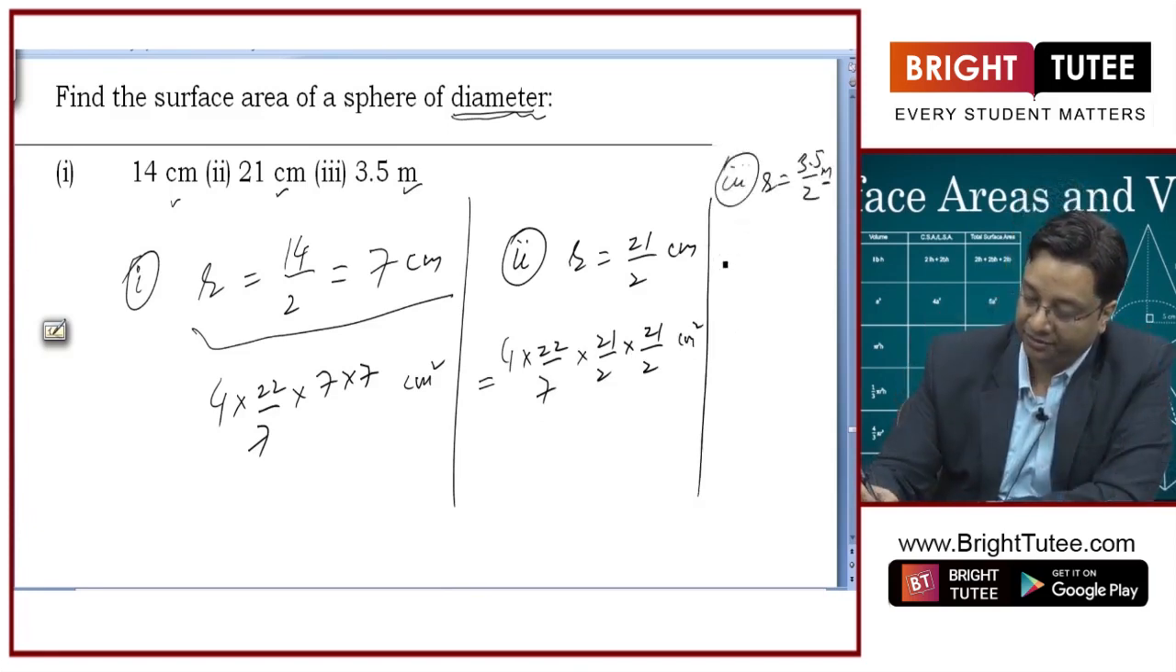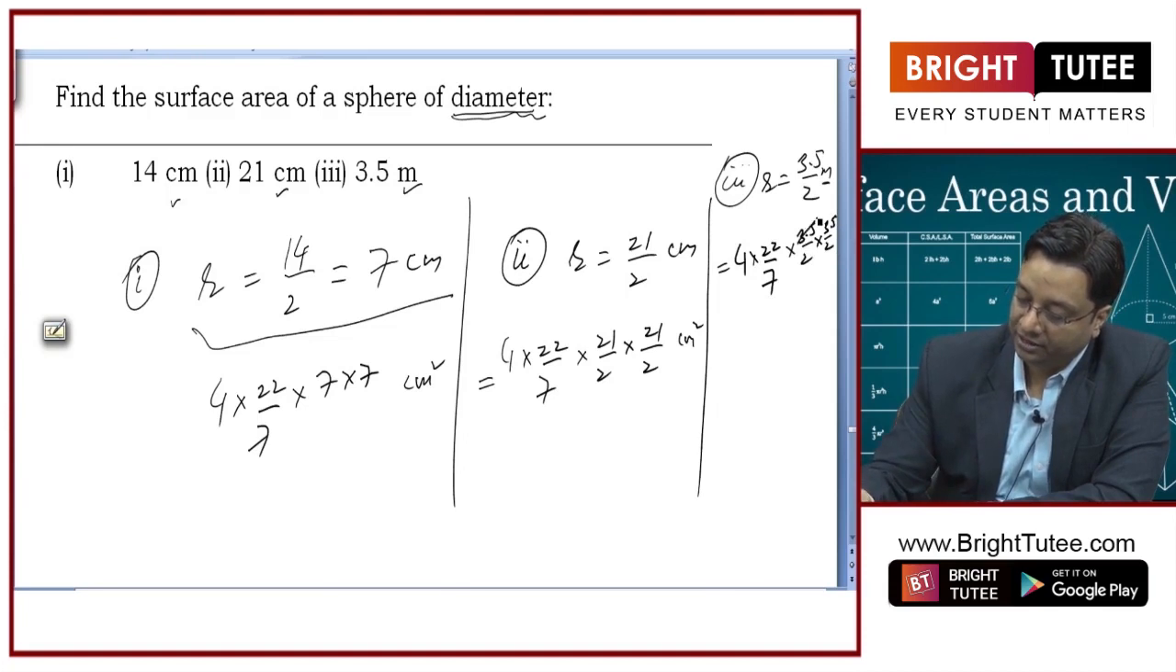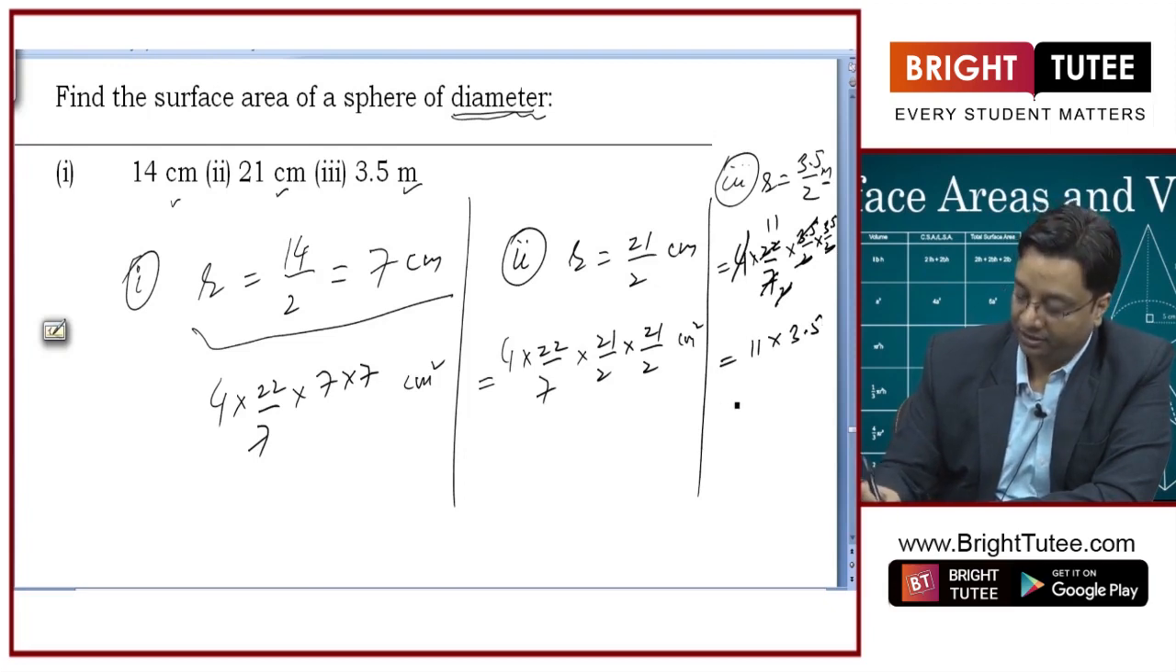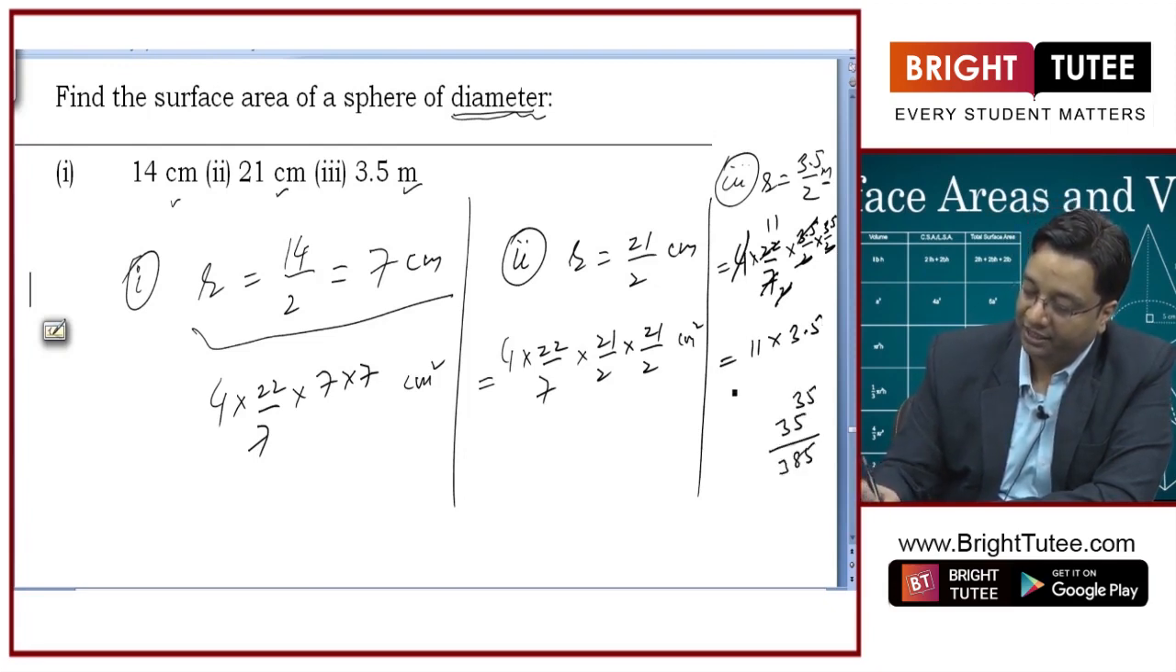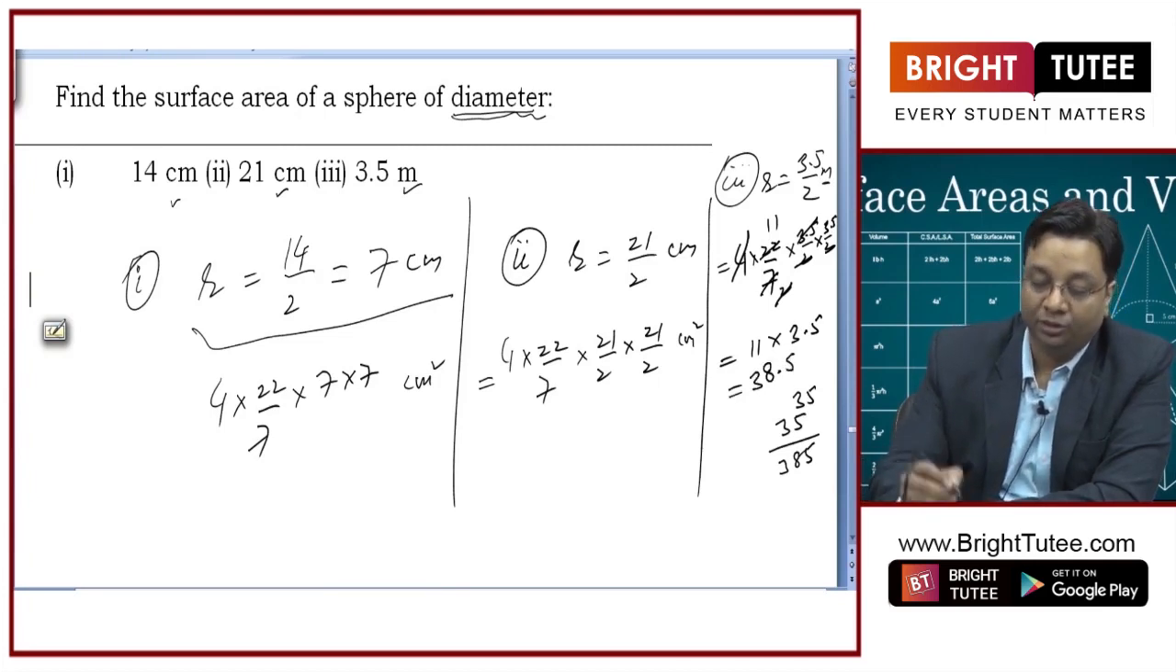So in this case it will be 4 pi r square, that is 3.5 by 2 into 3.5 by 2, right? So it will give you 2 here, and 2 into 2 will be cancelled like this. So it is 11. So 11 into 3.5. Okay. So you can write it like this: 35, 35. So it will be 385. Hence you can write it as 38.5, and the unit will be meter square.